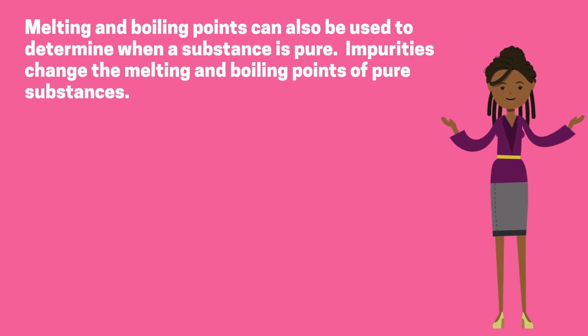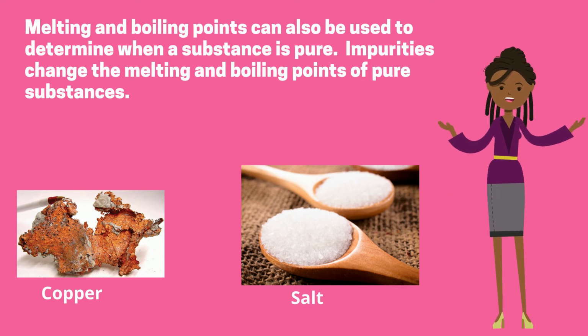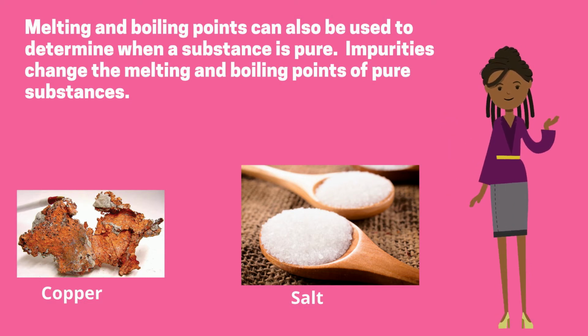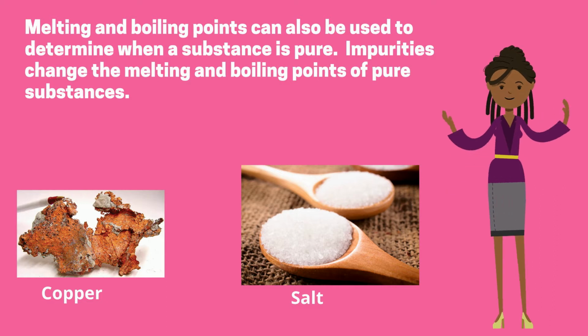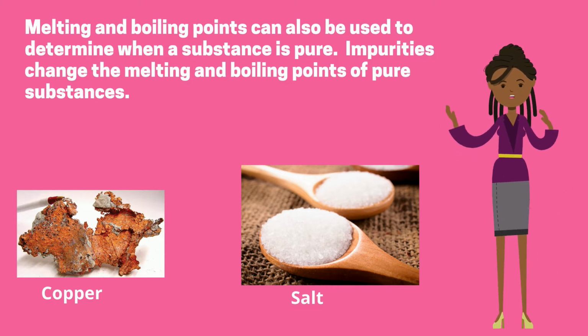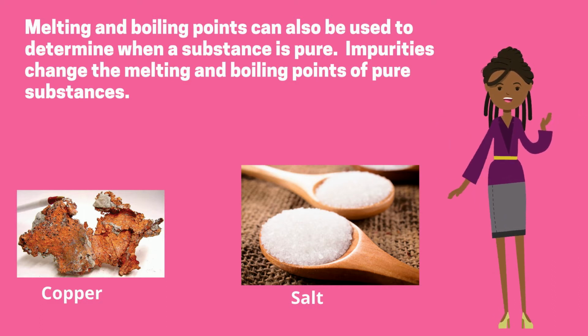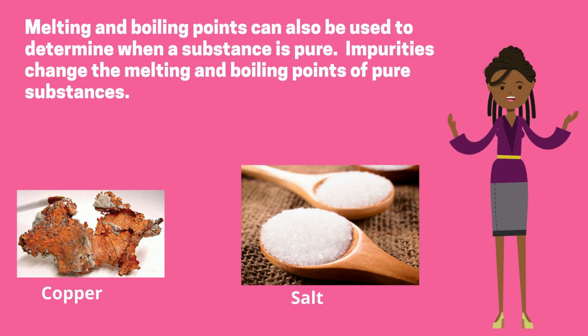Melting and boiling points can also be used to determine when a substance is pure. Impurities change the melting and boiling points of pure substances. A pure substance can either be an element, for example copper, or a compound, for example, common table salt.